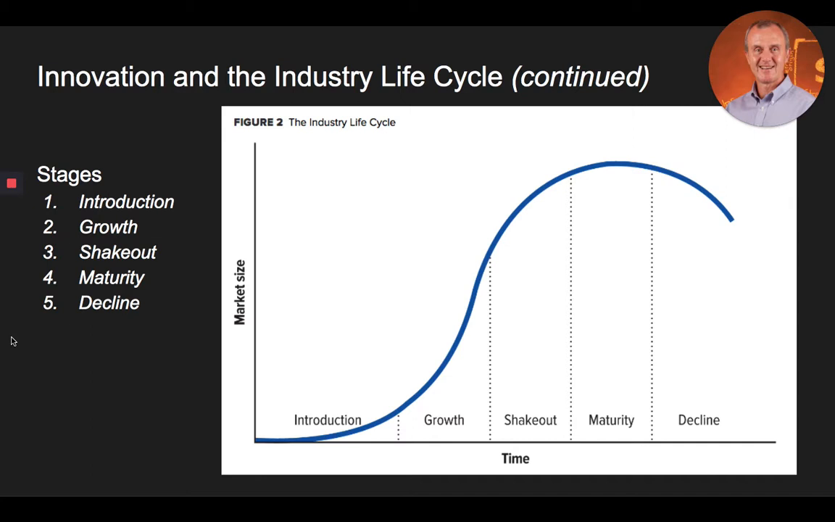During later stages of the industry life cycle, such as shakeout and maturity, process innovations that make firms more efficient can help them survive and be profitable. Not only do innovations change during the industry life cycle, but they can also affect how an industry evolves and which firms win or lose.